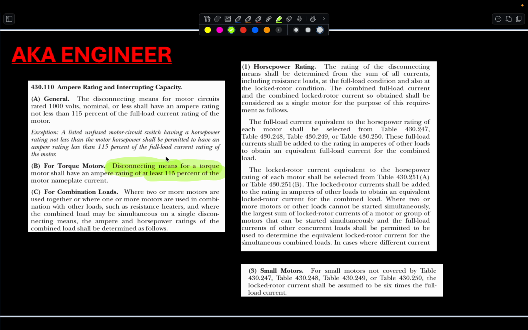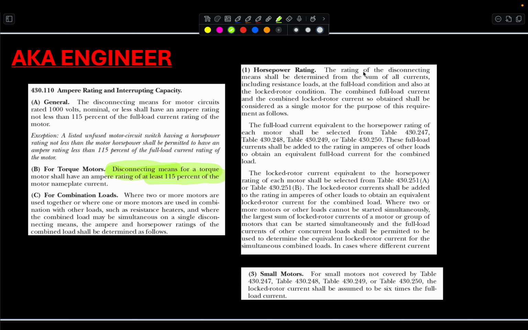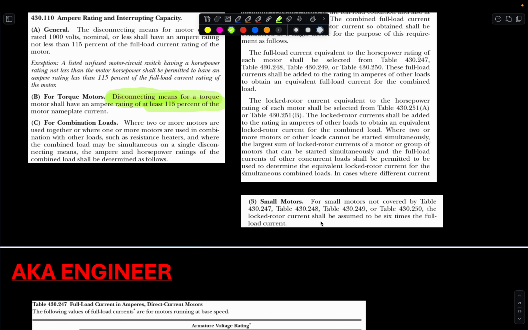This is good. Whether two motors are used together or one motor is used, that load may be instantaneous. So here's the continuous horsepower rating, the full load current. For small motors not covered by Table 430.247, 248, 249, or 250, the locked rotor current shall be assumed to be 6 times the full load current. This is interesting. So for small motors, now the question is, what are considered small motors? But just keep this in mind as well.